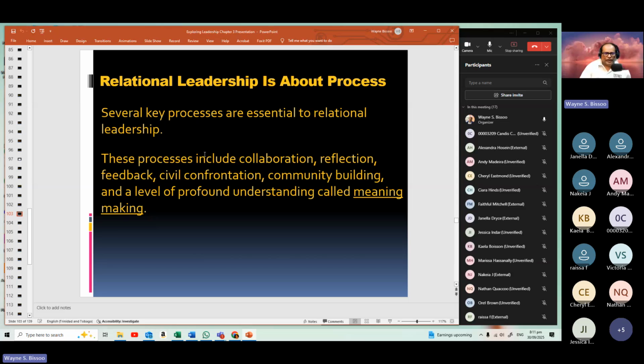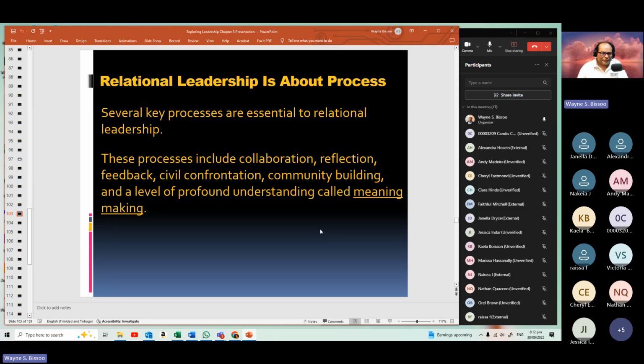We also have to be able to develop some sort of level of profound understanding, which is what they call meaning making. So, in order for us to connect properly into the relational leadership process, it needs to mean something to you, both from an intellectual point of view as well as an emotional point of view. So, meaning making, it means something to you, and it hurts your spirit when it doesn't go the right way. That's part of the process.